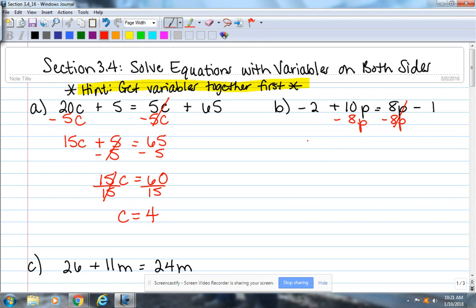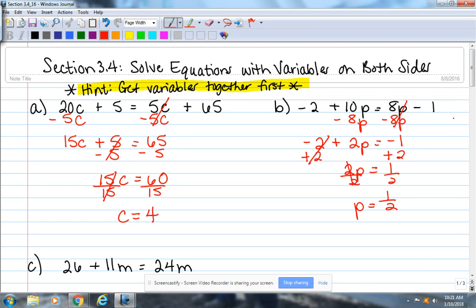And if I do that, I'm left with negative 2 plus what? 2P equals negative 1. And then we're going to get everything away from the P. So what do we do now? Add 2 to both sides. And so I have 2P equals 1. And then I do what? And what do we get? P equals what? A half. So any questions about how we did that and got P equals a half?